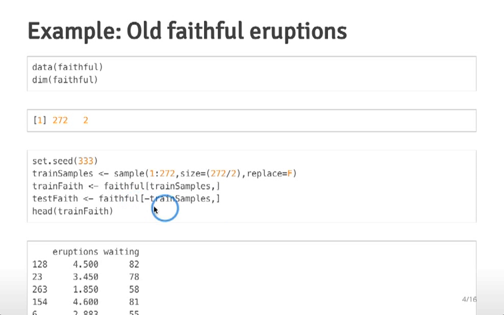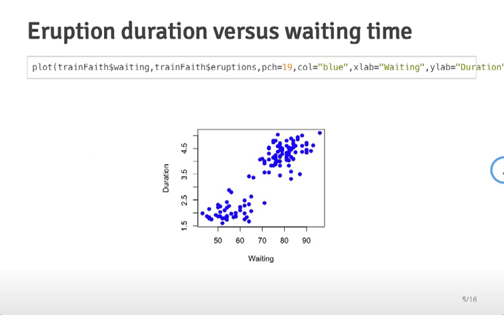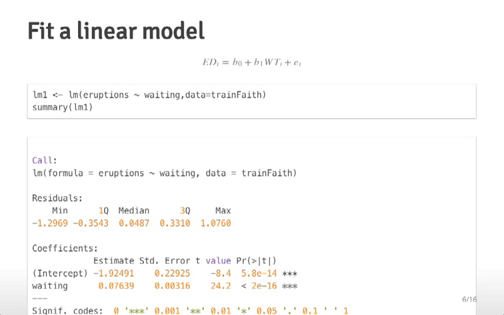Then I take that data and plot it like this, and I can see that if you look at the waiting time on the x-axis and the duration on the y-axis, it does appear that there's a linear trend relating these two variables. There might also be something else going on. As you can see, there's a cluster down here and a cluster up there, but in this case we only have one variable that we can use to predict.